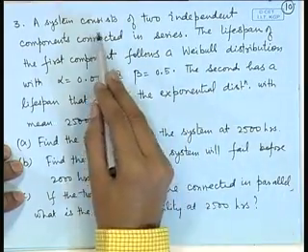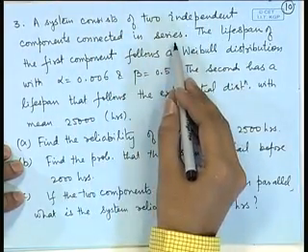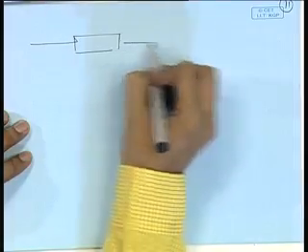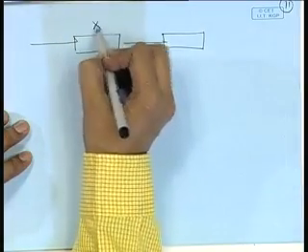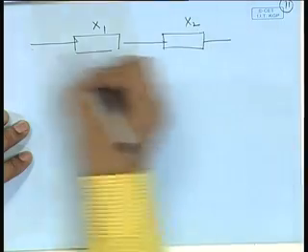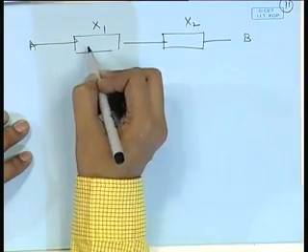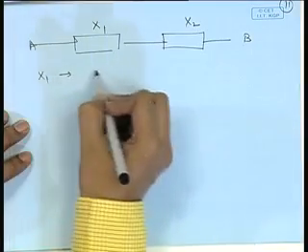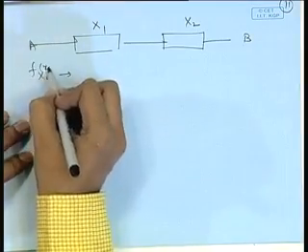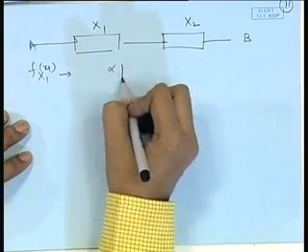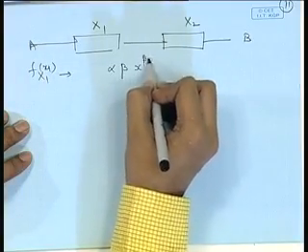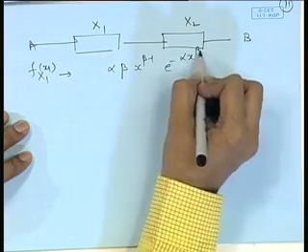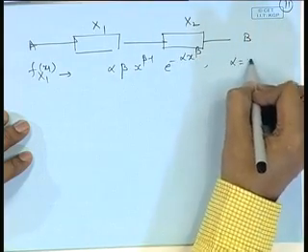So, here the two independent components are connected in series. Let us call this x1 and this x2. The first one, x1, has a Weibull distribution. So, the density is alpha beta x to the power beta minus 1 e to the power minus alpha x to the power beta, where alpha and beta are given here.